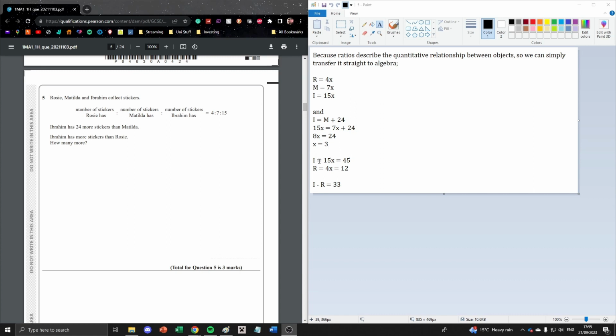So Ibrahim equals 15x. Obviously from this we can see that's 45 stickers, and R for Rosie, 4x, which is equal to 12. So the number of stickers that Ibrahim has more than Rosie is 45 subtract 12, which is 33.